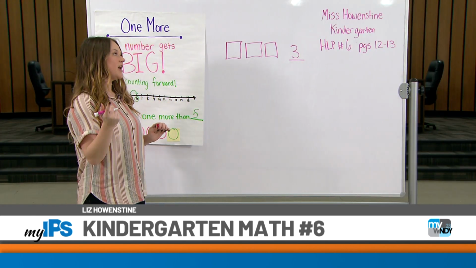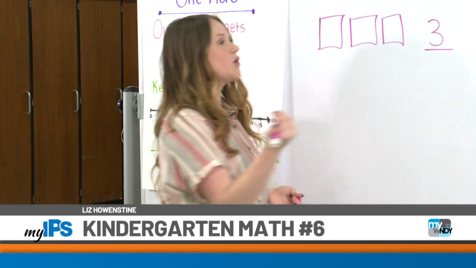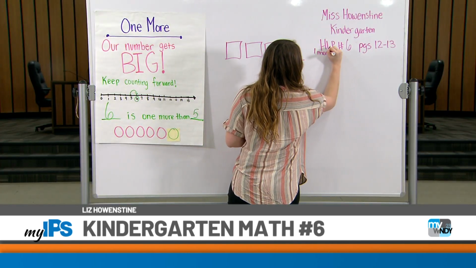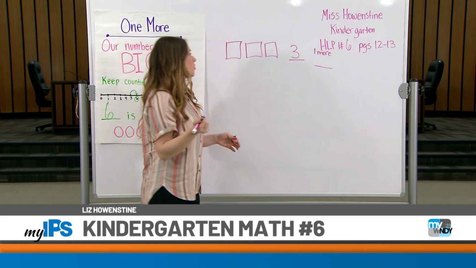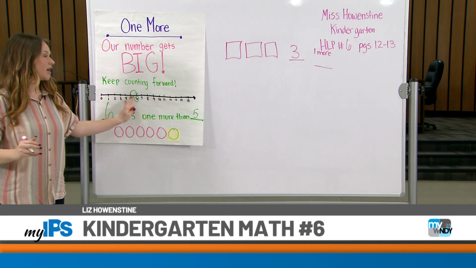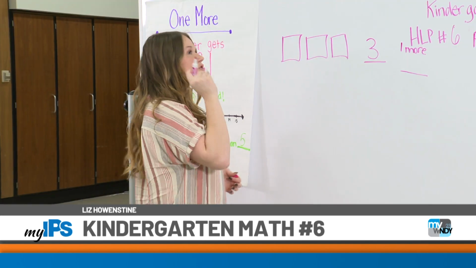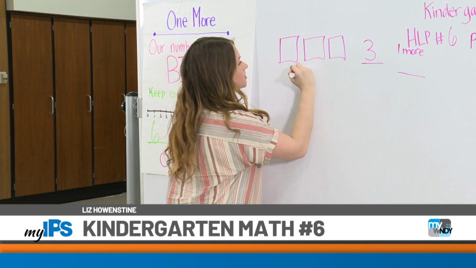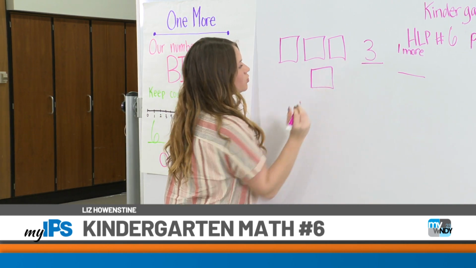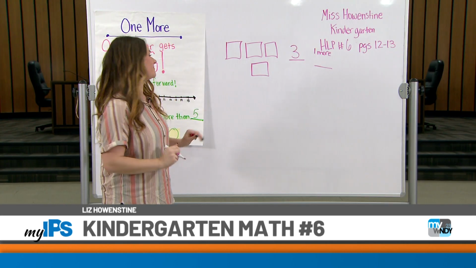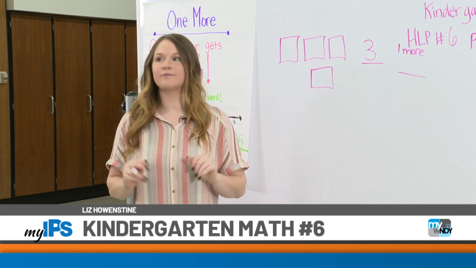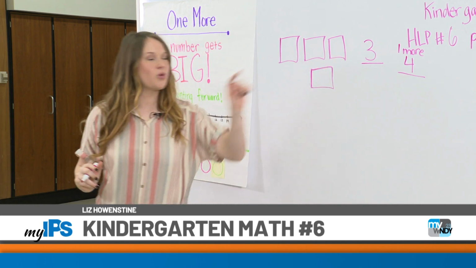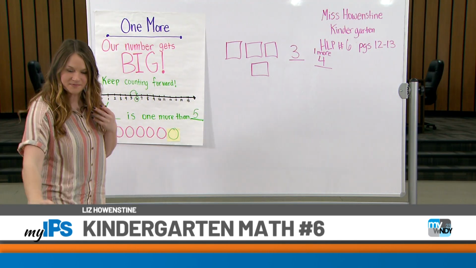But today we're doing one more. So one more than 3, we want to do one more than 3. So what is one more than 3? So you can go back to your number line, or you're just going to know it's going to get bigger. We need to draw one more square. Let's draw one more square, okay? We drew one more square. Now let's count how many. 1, 2, 3, 4. 4 is one more than 3. So on page 12, that's what you're going to be working on.